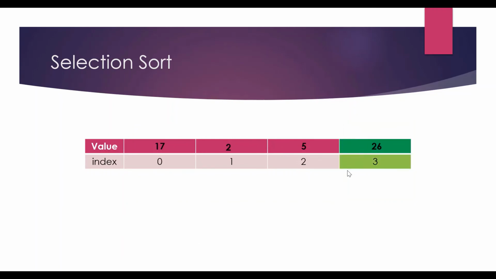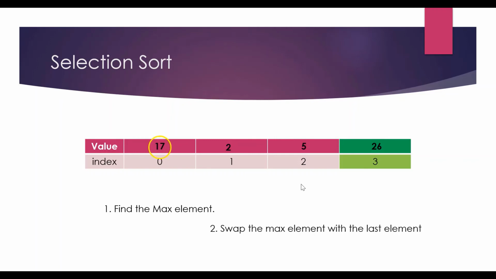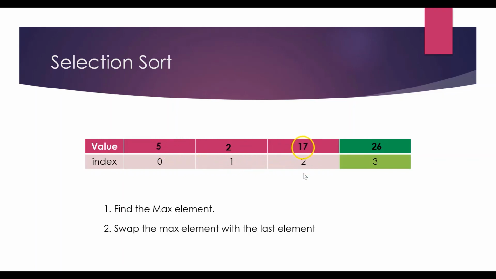So again, the last element is now sorted, so we do not look at it. We only look at this part of this array. So we want to find the maximum element in this part. The maximum element is at location 0, which is the value 17. Then we want to do the second step, which is swapping this maximum element with the last element. Now the last element of the unsorted array is this value at location or index 2. So we want to swap that maximum element with the value at location 2.